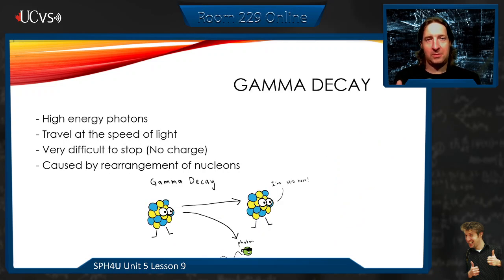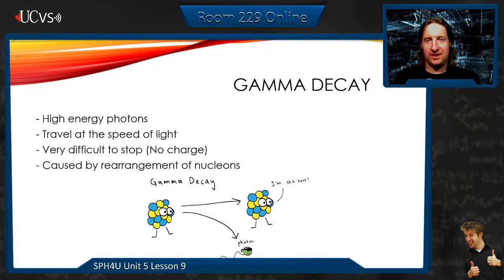And the last one we want to talk about is gamma decay. And gamma decay is from when we talked about this already, but when the nucleons inside rearrange themselves. It's very similar to what happens when energy levels in an atom give off photons of light. Energy levels inside the nucleus give off photons of gamma radiation, or high energy light. They travel at the speed of light. Really hard to stop, right? Because it's light. And it happens due to the rearrangement of nucleons.